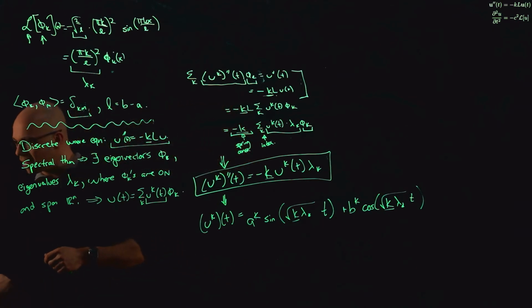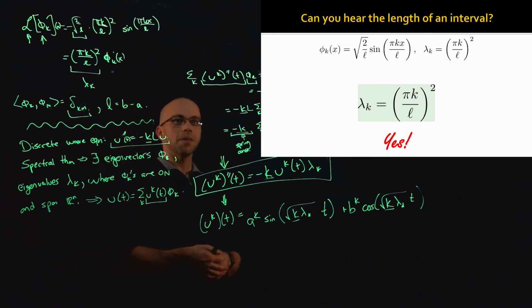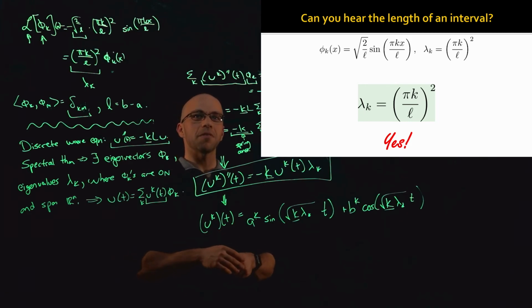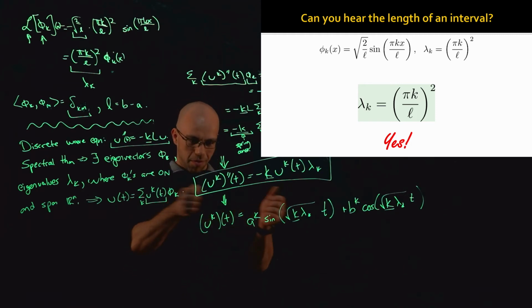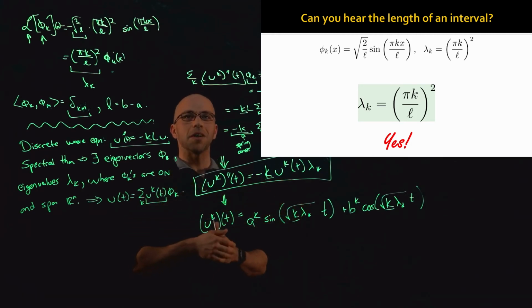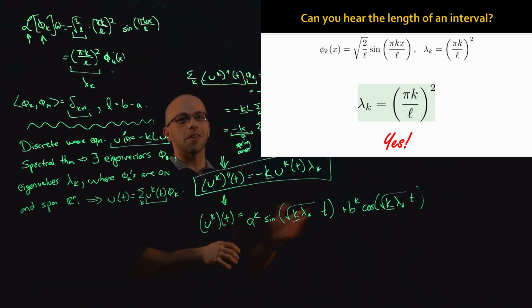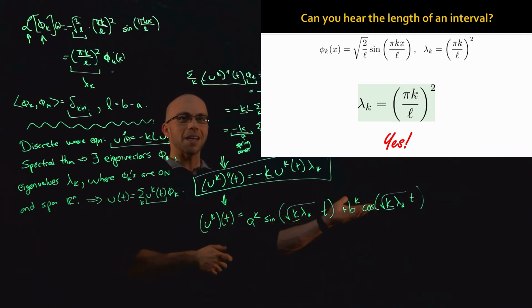So 45 minutes later here, we can finally address our story. Can you hear the length of an interval? Well, the answer is unambiguously yes, because what are the vibration frequencies? Well, those are the eigenvalues of the Laplace operator, right? Because those are the sort of standing modes in this wave equation we just derived. And we derived that the eigenvalues are lambda k's. And notice that there's this 1 over L factor in lambda k, right?